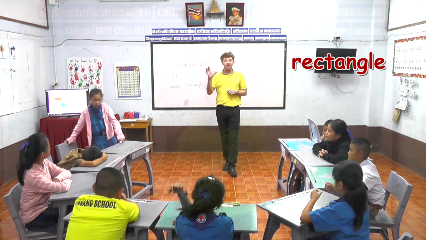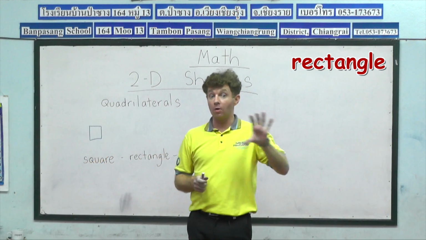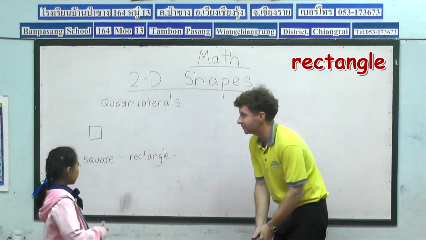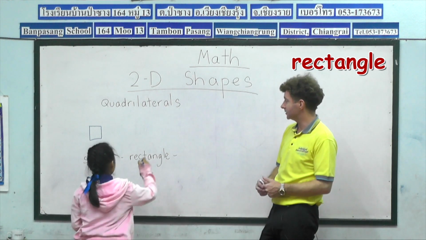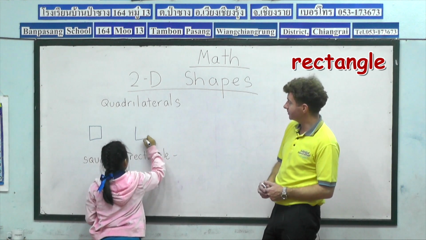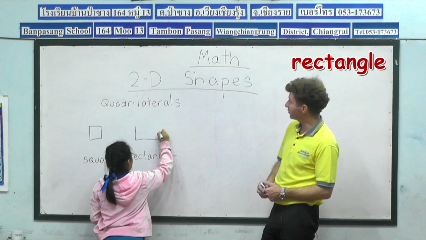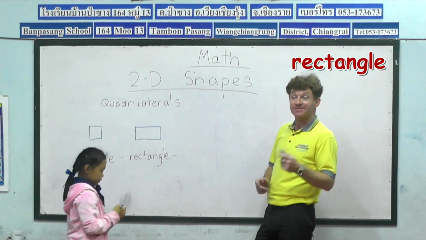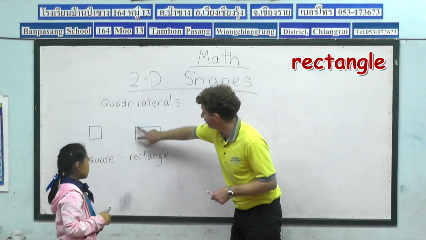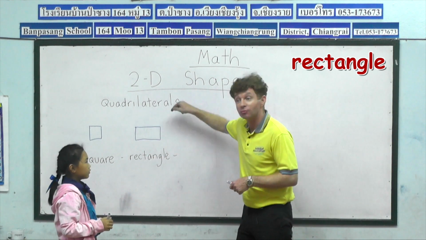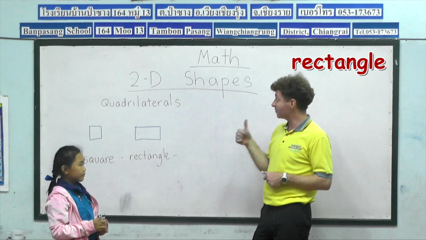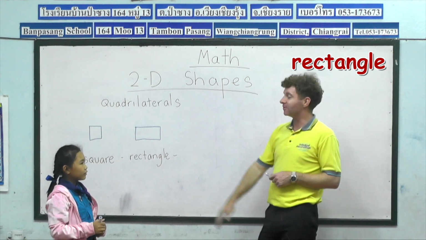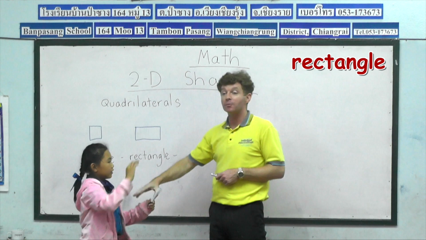So remember, rectangle is 2 long sides and 2 short sides. So Nadia, can you draw a rectangle for me? 1, 2, 3, 4. Excellent. And Nadia has correctly drawn 2 long sides and 2 short sides. So that's a very good rectangle. Excellent. High five, Nadia. And big round of applause for Nadia.